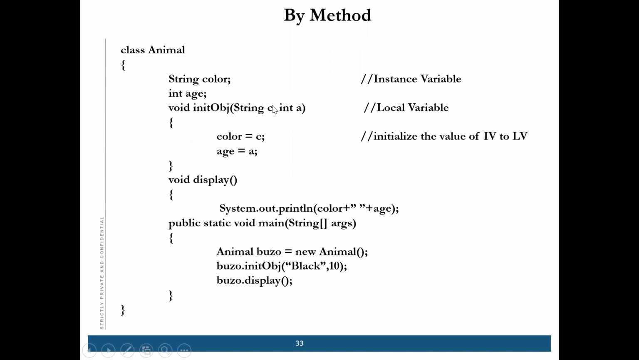Initialization means we are giving these values. You know that color equal to C means whatever is there in the C value goes to this color value. Both are the same data type, correct? This is a string data type and this is also a string data type. Then only you can pass the value from C to color. Okay, I will tell you.